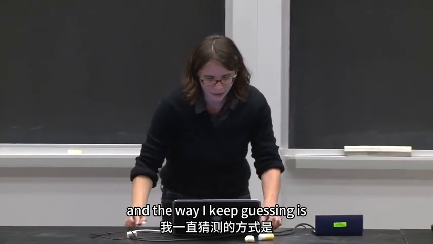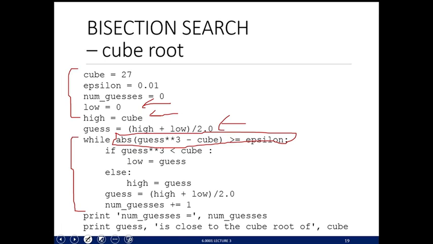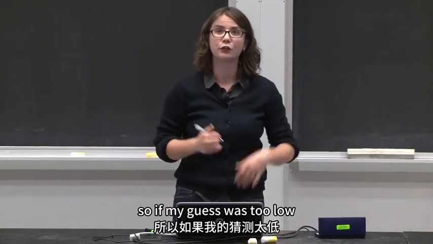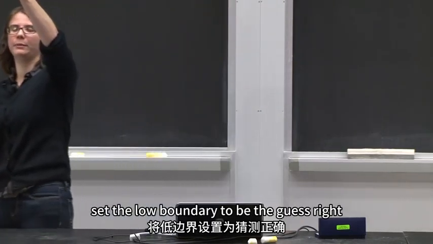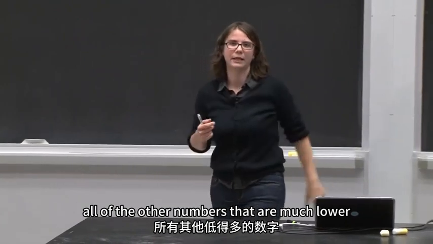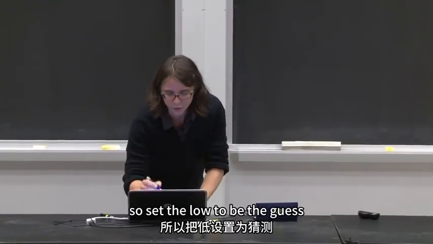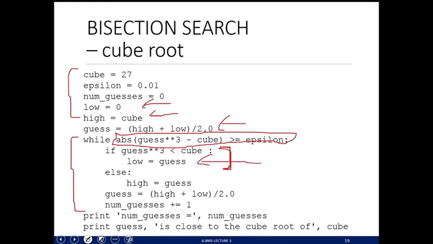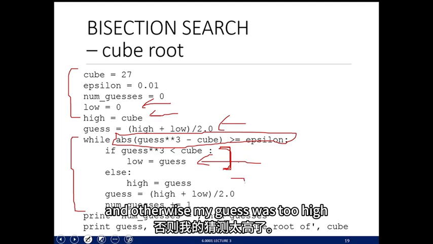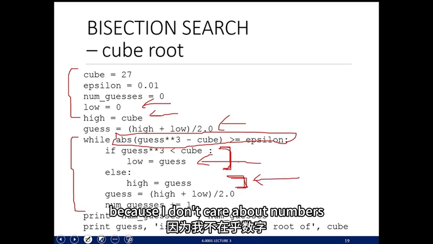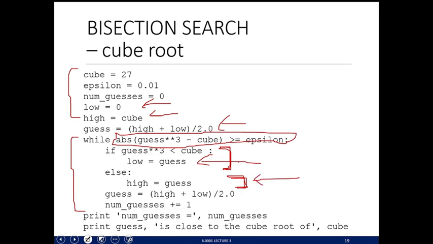And the way I keep guessing is this part here says my guess was too low. So if my guess was too low, set the low boundary to be the guess, right? Because I don't care about all of the other numbers that are much lower than me. So set the low to be the guess. That's what that line's doing. And otherwise, my guess was too high. That's what this else is doing. So set the high to be the guess, because I don't care about numbers any higher than my guess.